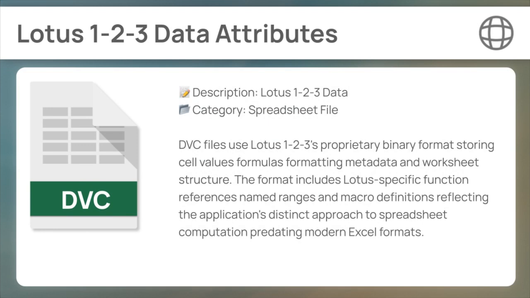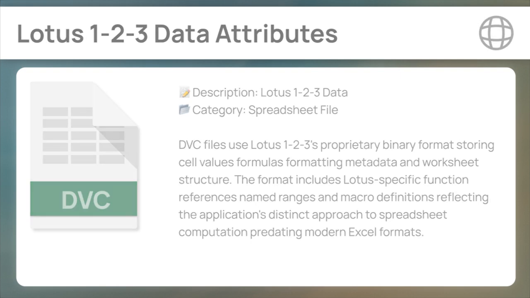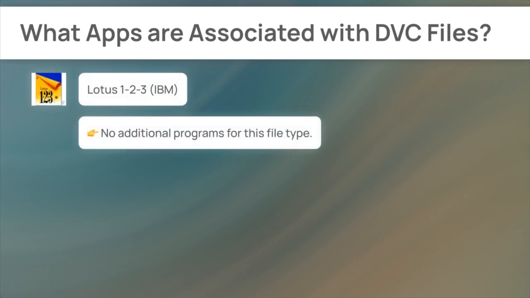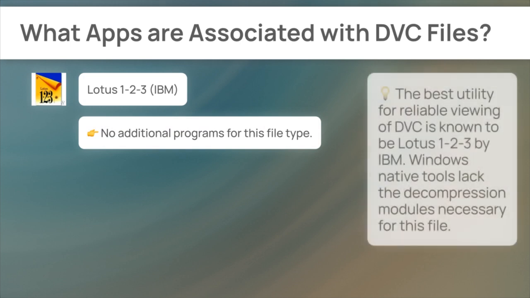The format includes Lotus-specific function references, named ranges, and macro definitions, reflecting the application's distinct approach to spreadsheet computation, predating modern Excel formats. To maintain file fidelity, use Lotus-123, developed by IBM, to open DVC. Windows native tools lack the decompression modules necessary for this file. Windows provides limited clarity for large spreadsheets, so full navigation needs dedicated tools.